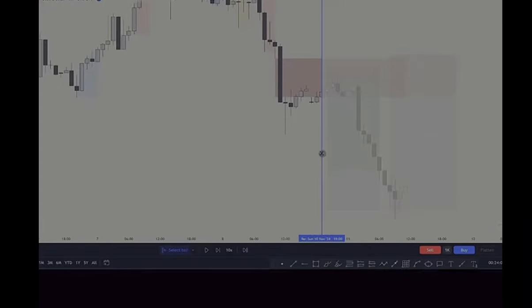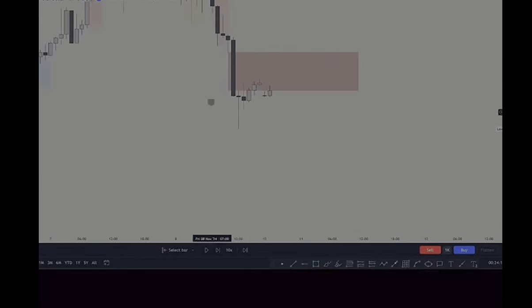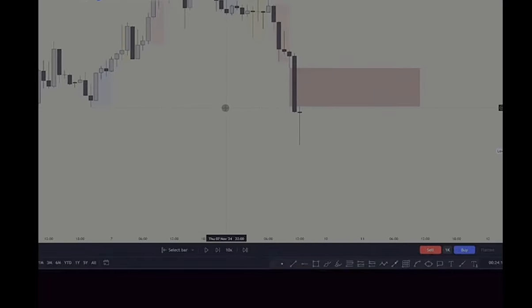Let's go back in time here and see. What do we have happening here? So removing this, let's start all together from the creation of the fair value gap. This is the hourly time frame. For the hourly, what other time frame do we use? We go with the 5-minute time frame. So that is the main time frame.